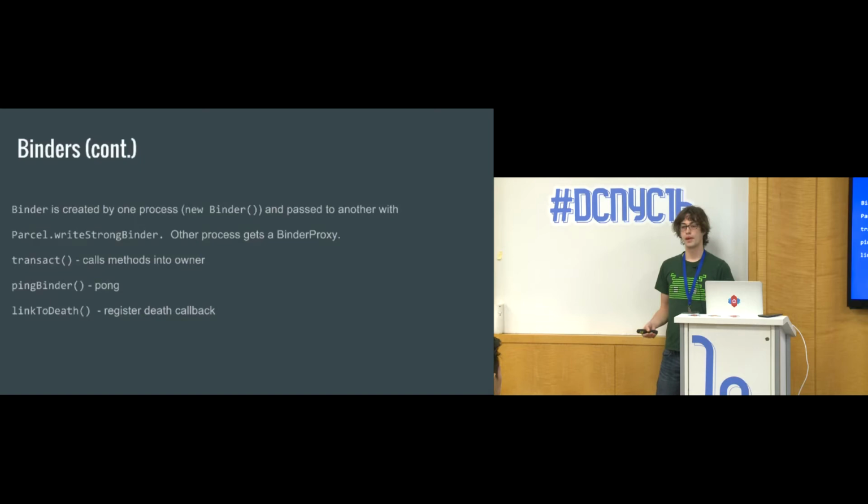So as I said, one process creates it, sends it to another, and the way we send it is writeStrongBinder. And now the other process gets a binder proxy that implements the same binder interface. So writeStrongBinder, notice the strong here. This means this is a strong reference to that binder. So it's easy to introduce memory leaks. If you send a binder, like an anonymous inner class binder, part of your activity because you want a callback, now that service is holding on to your activity. So keep that in mind when working with these.